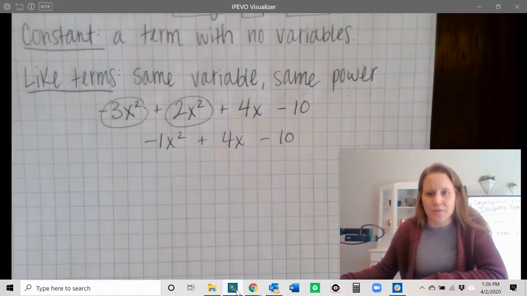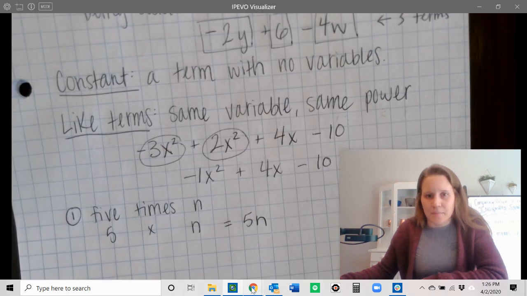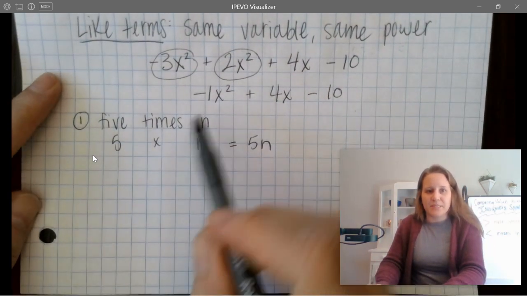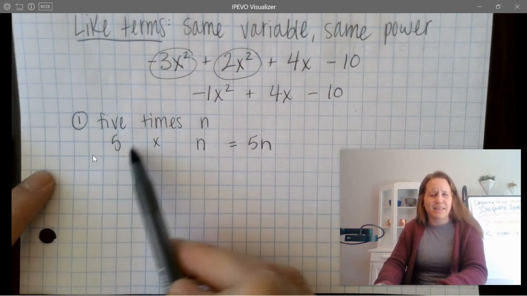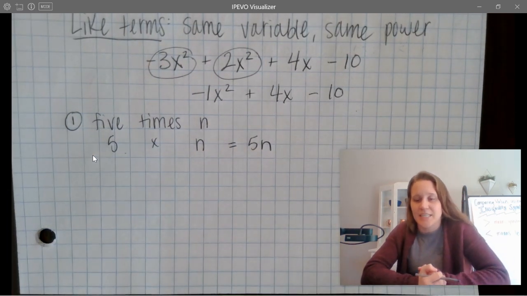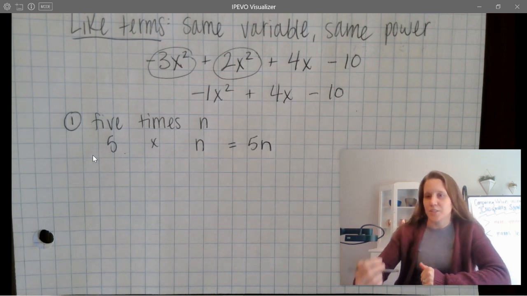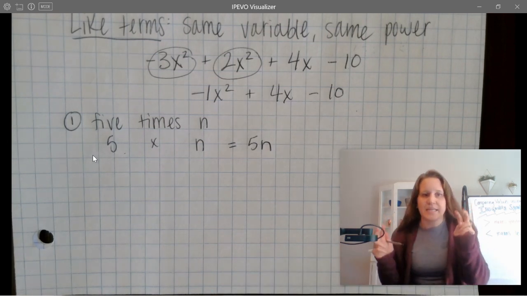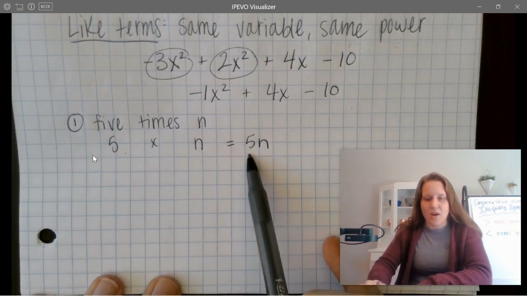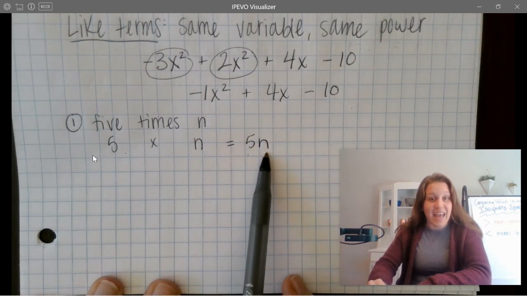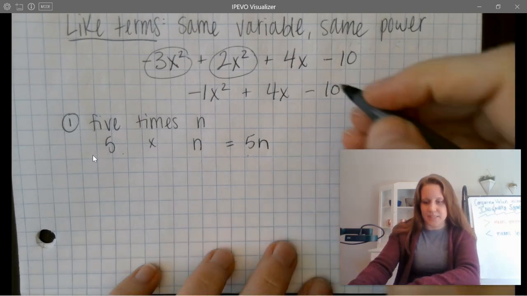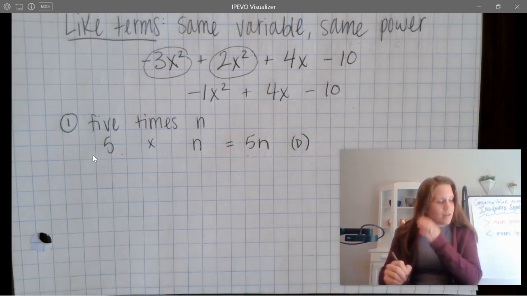I do want to show you my thinking. 5 times n. I'm just translating, I think it said 5 times a number n. That just means the variable. Remember, a variable is a letter that stands in and has the value of a number. So we often call it a number n or a number x. 5 times n, remember I can write it as 5n. My coefficient is 5, and n is called my variable. This correct answer was D.